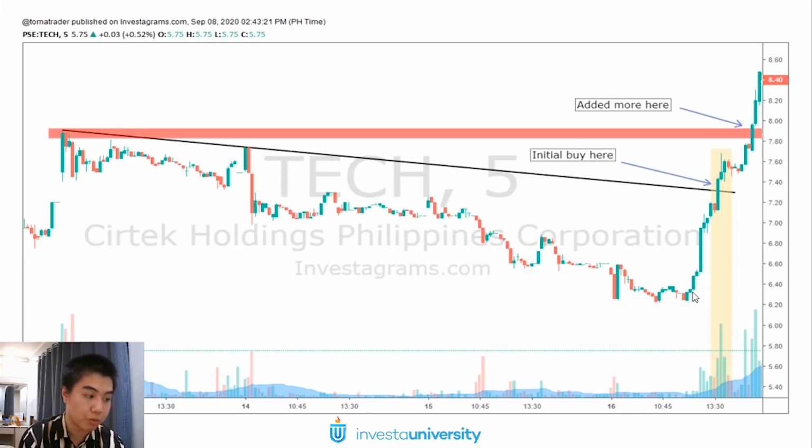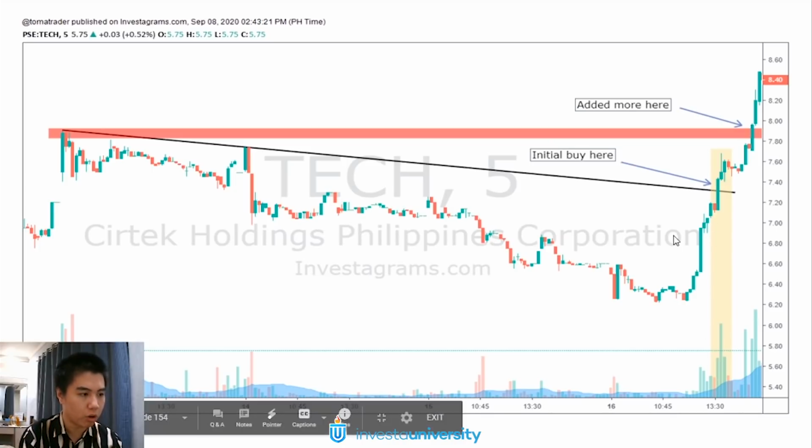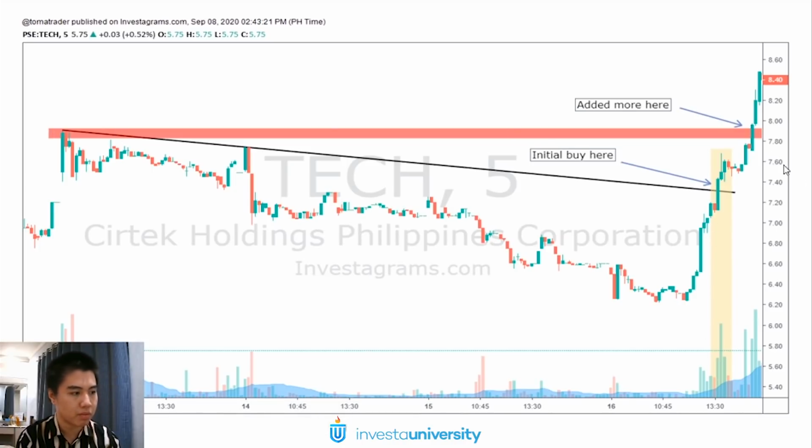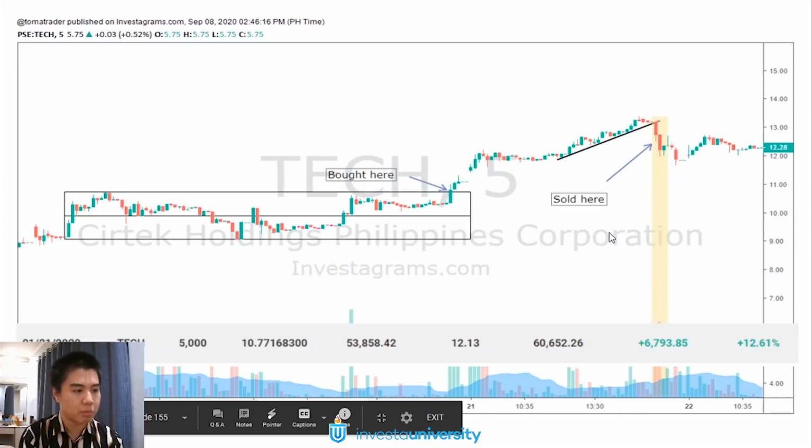But, I saw nag-recover siya. So, nag-draw ako ng downtrend line. Sabi ko, okay, let's see kung kaya basagin to. Boom, nabasag. So, initial buy here, good volume. And then, I added more nung na-break niya yung previous high. Malakas talaga si Tech nung time. Ito, alam ko micro time frame. But at the time, you can see the volume coming in. Right? Strong volume. Added more there. And then, I sold... Teka.